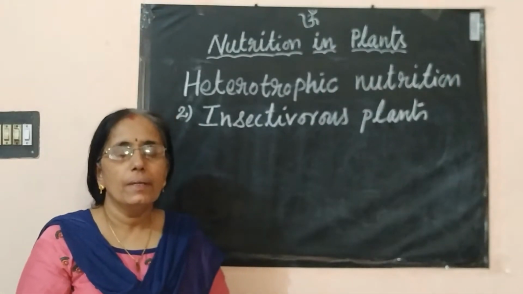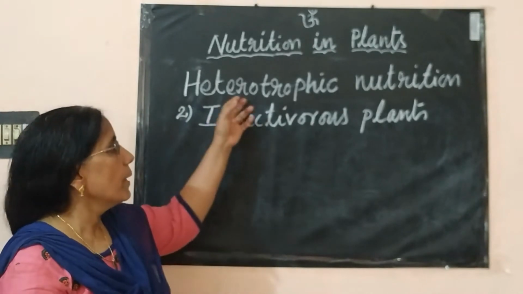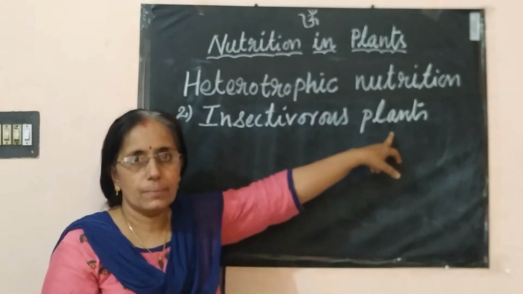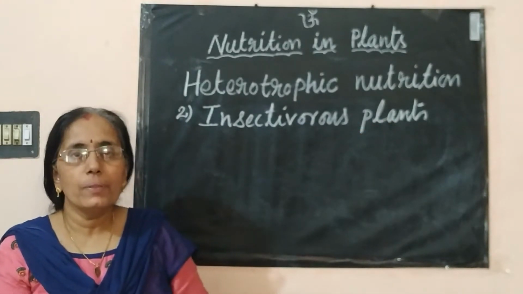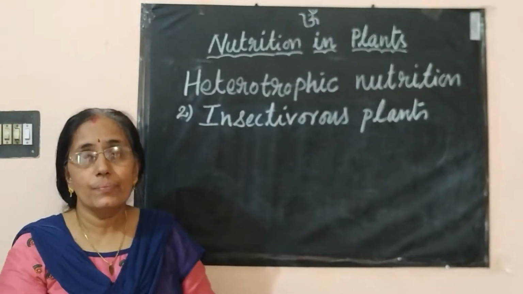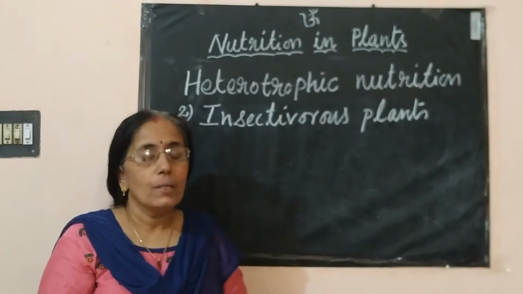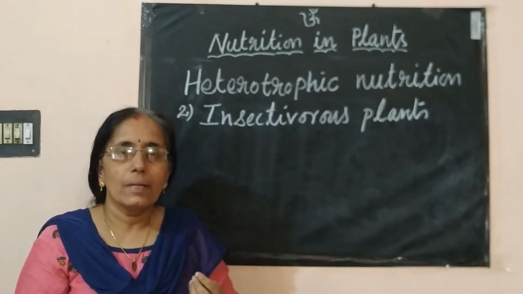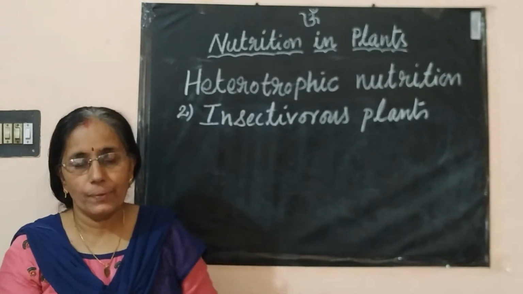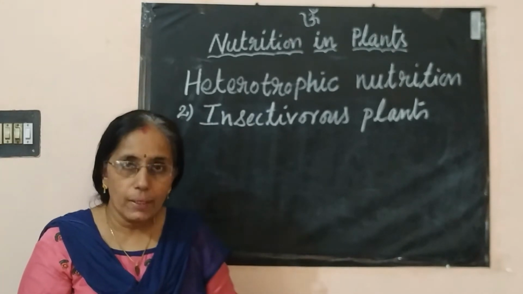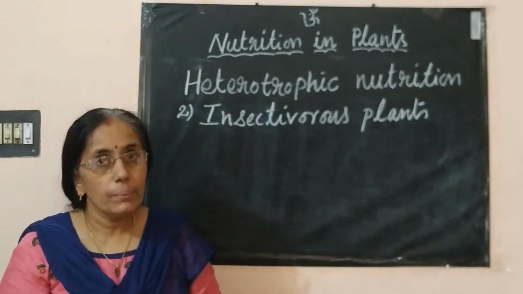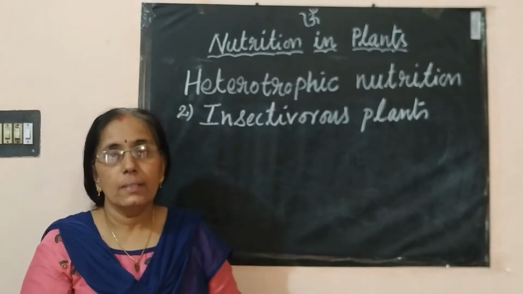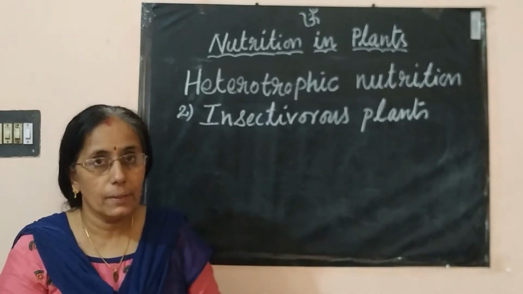Students, now we will study the second mode of heterotrophic nutrition found in insectivorous plants. Have you heard about the plants that eat insects? Yes, there are some plants which are adapted to live in soil that is deficient in some minerals. They have chlorophyll, they make food, but they do not get all the minerals that are needed. Therefore, they take some insects and fulfill the need of minerals.